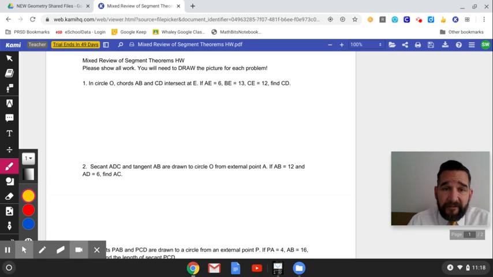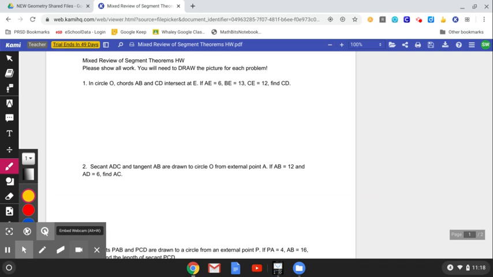And since we're not there in the classroom to help you draw these pictures, we think maybe this is the next best thing. So I'll guide you through drawing the pictures in number 1 and 2, and then leave the rest for you to do for homework. Okay? All right, let's get started then.